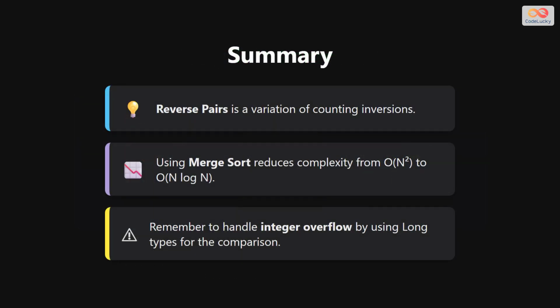To wrap up, remember that the reverse pairs problem is a variation of the classic inversion counting problem. By leveraging the sorted property within merge sort, we can reduce the complexity significantly. Also, always be mindful of integer overflow when multiplying numbers by 2. Casting to a long integer type is a good practice.